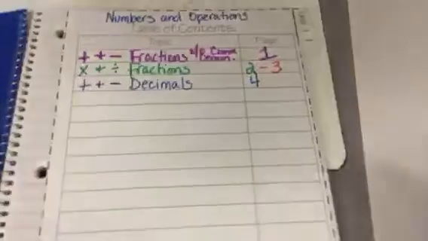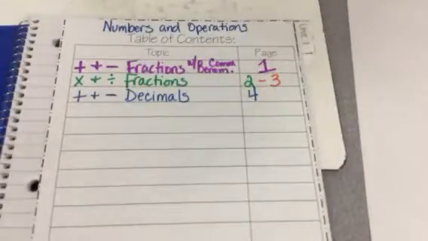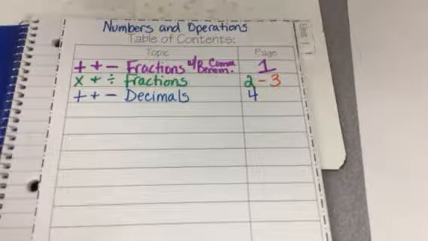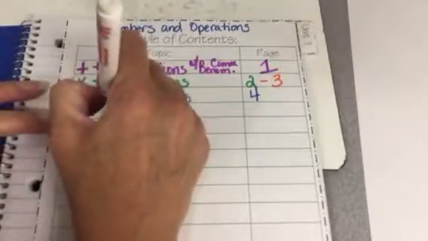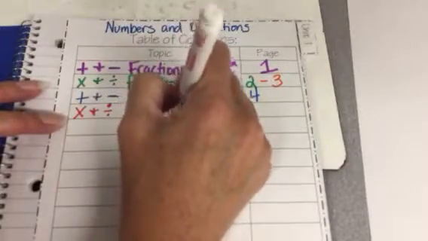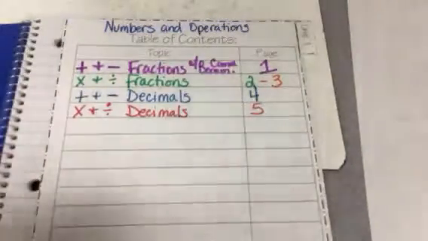So we're going to go to our cover page, to our table of contents, and we are going to write multiply and divide decimals. Let me choose another color here. Let's do red. Multiply and divide decimals. That's going to be page number 5 in your journal.